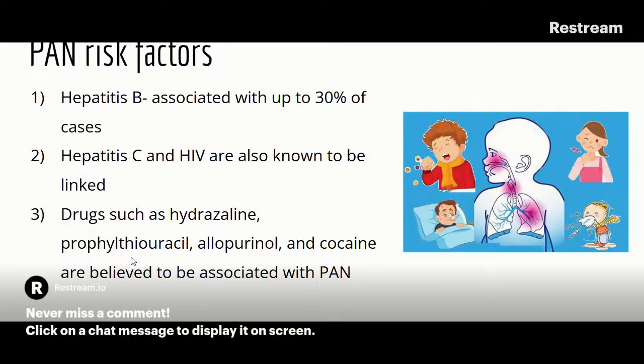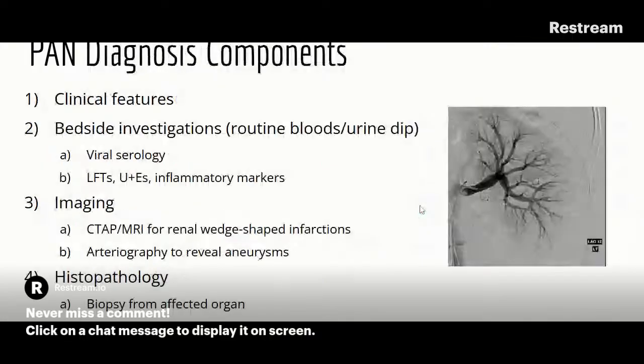Hydralazine, cocaine, propylthiouracil, allopurinol are believed to be associated with polyarteritis nodosa, but the evidence is a little bit weak for some of them. Diagnostic components: you've got your clinical features that we've talked about, your bedside investigations, so your blood work, your LFTs, your U's and E's. You want to do a dip here. You want to do a viral serology here. You want to see what their Hep B status is like. Are they vaccinated? Have they had a previous exposure?